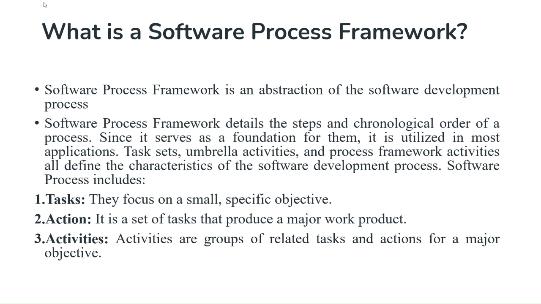Action means a set of tasks. A group of work, where we have multiple works, is known as an action. Next, activities means a combination of tasks and actions. Basically, software process means developing a software from the initial stage to the final stage. In that we have different types of stages like planning stage, designing stage, deployment stage, monitoring stage, etc.